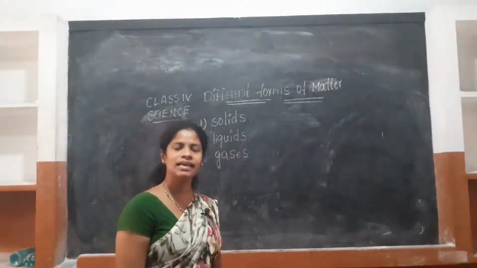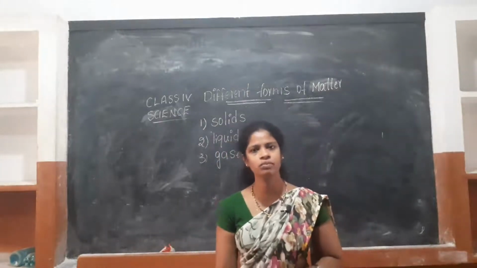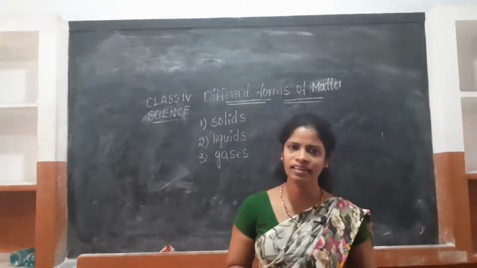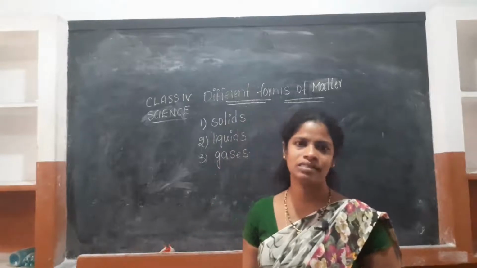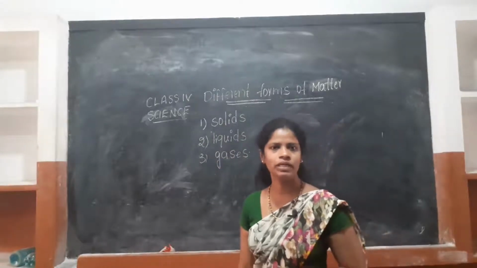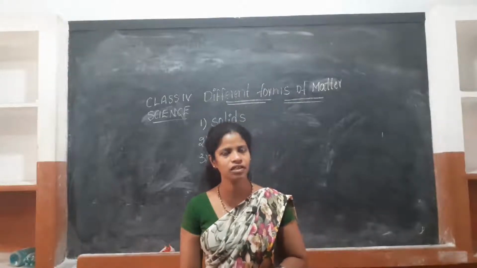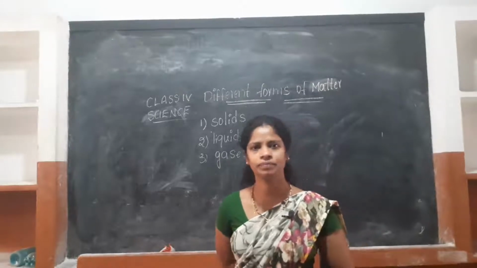In our previous class we learnt the definition of matter and also the different forms of matter. What is the definition of matter, children? Anything that has some weight and occupies some place is called matter.